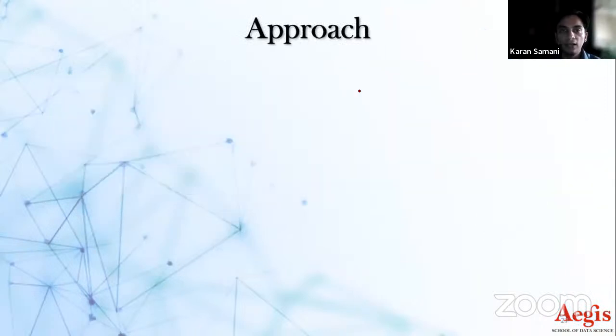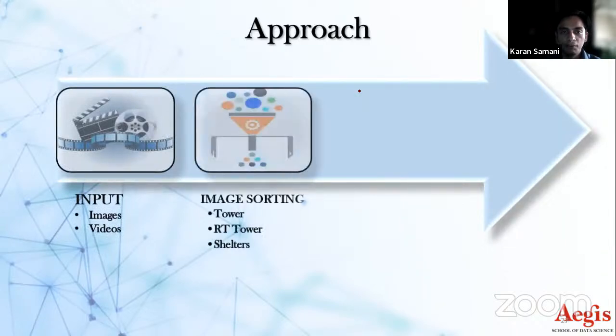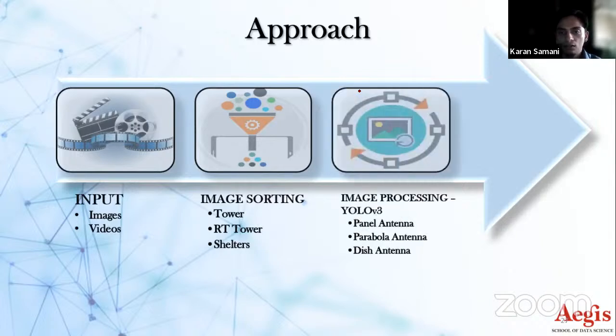Okay. So I'll quickly talk about the approach. Our approach was we get an input of image and video. We pass this input to an image sorting algorithm, which sorts whether it is a mobile tower, a shelter, which is nothing but a battery house situated along the tower, or a rooftop tower. Once the image is sorted, we run our YOLOv3 algorithm and try to detect different kinds of antenna, whether it is a panel antenna, parabola antenna, dish antenna, and all those things.